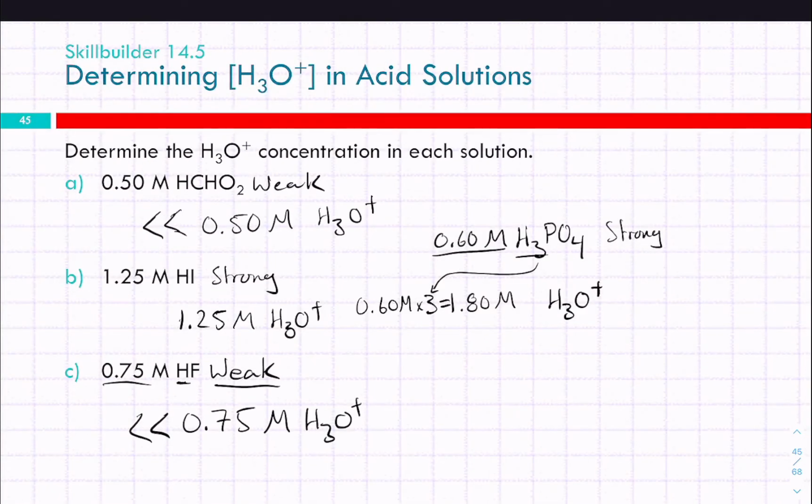Yeah, hydrogen is a proton. Proton is hydrogen. Well, it doesn't quite work the other way.